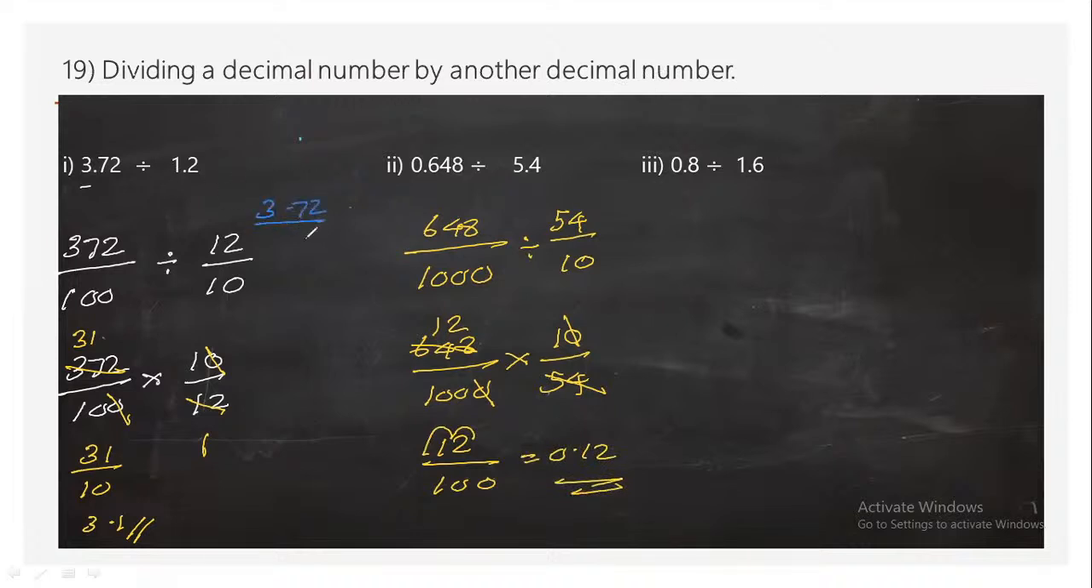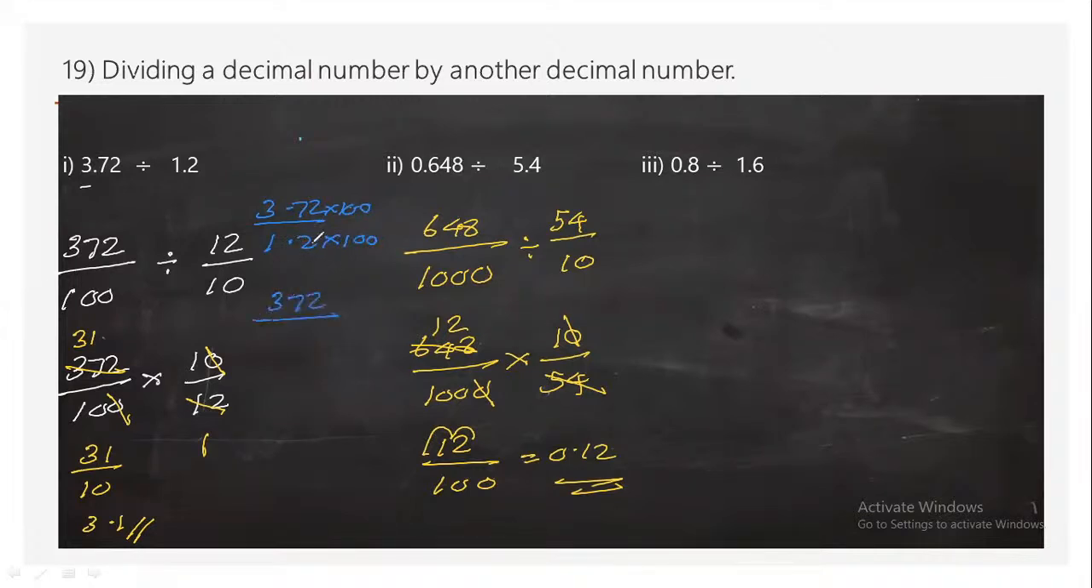Except doing like this, I forgot to tell you: 3.72 divided by 1.2. Now here we want to remove these 2 decimal places, but here 1. So we want to remove the maximum number of decimal places. This is by 100. If you multiply the numerator by 100, the denominator also you have to multiply by 100.